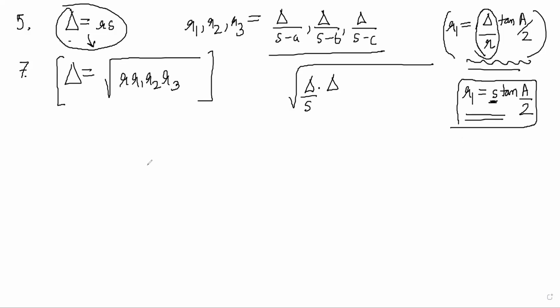Got it. So I don't expect you to remember this form. Just remember that R1 is S tan A by 2, right? We'll come to that in a bit. Just go on to the 10th one. The 10th one is a nice identity. It is memorable also. R1 R2 plus R2 R3 plus R3 R1 is equal to small s square. Small s is semi-perimeter. This is a nice identity that it is good to remember.